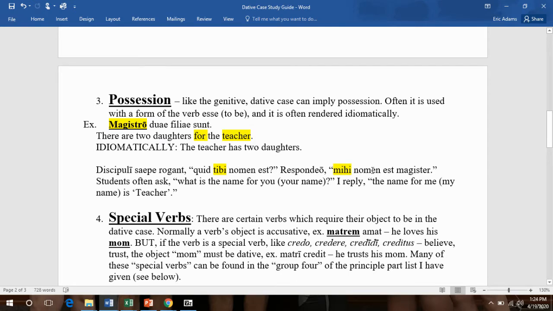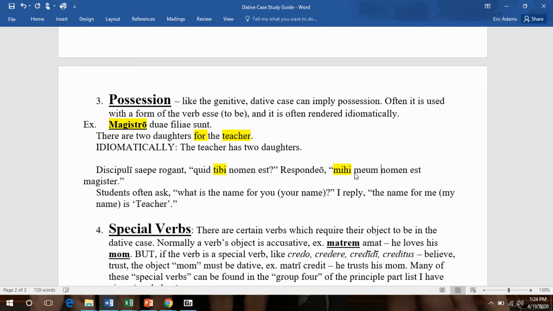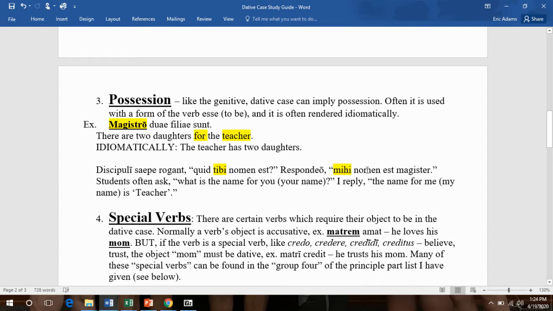I respond, nomen mihi est magister. For me, the name is teacher. Again, you could say the name or my name, but again, the word for my would be meum. And the reason I use tuum for nomen and meum is because they are both neuter. So not meus, masculine, not mea, feminine, but meum, neuter. But again, instead of using the adjective my or your, we went with the dative of possession for you and for me. So dative can show possession just like genitive can as well.